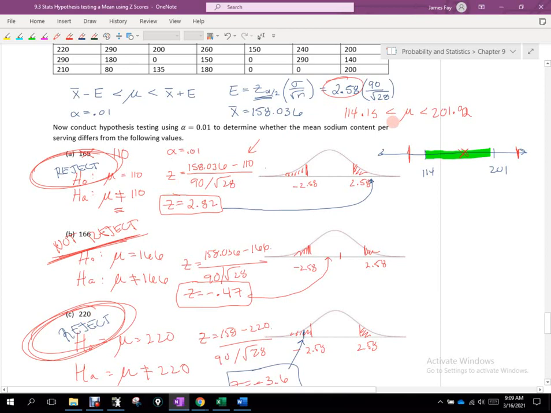So the relationship we're seeing here is, if I were to give you any of these values with a 1% level of significance, a 1% alpha, and you develop a confidence interval, then that confidence interval is ultimately the values of mu for which you would fail to reject the null hypothesis. Does that make sense?